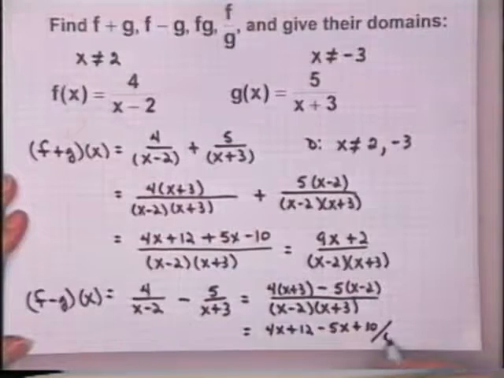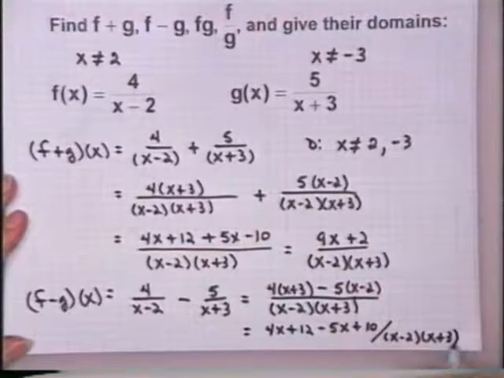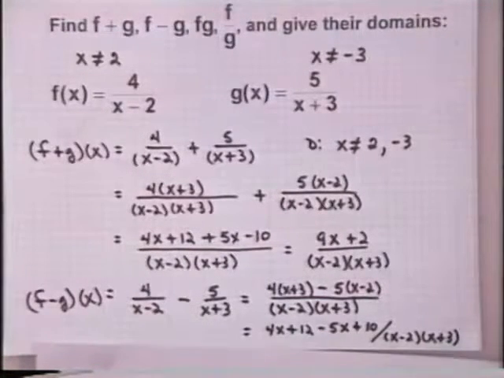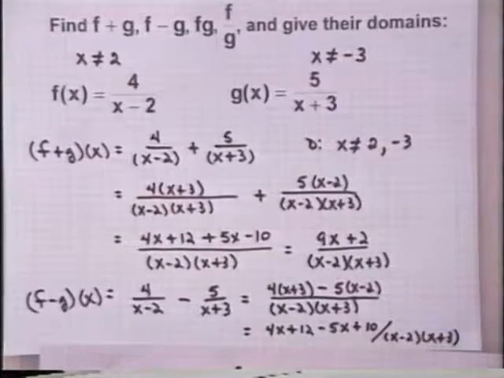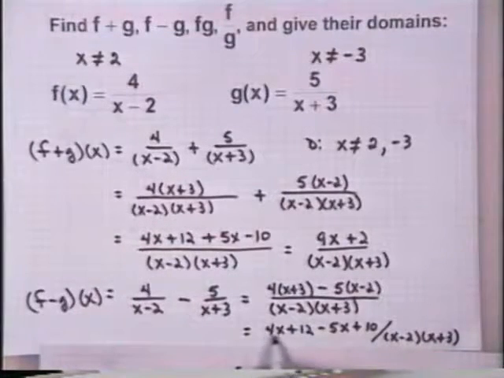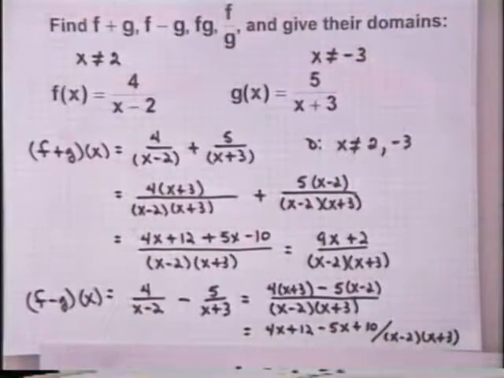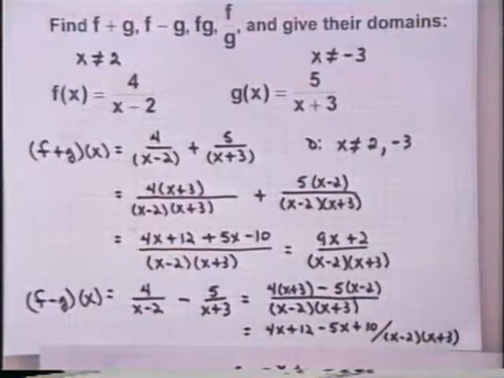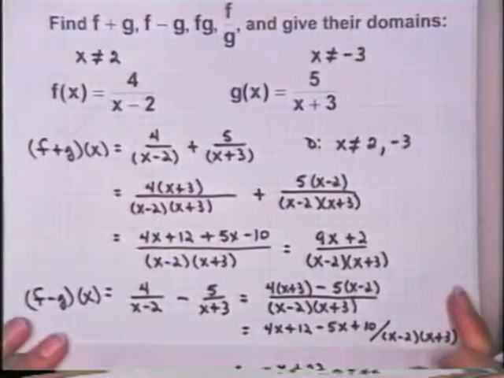Again, this is over our common denominator, x minus 2 times x plus 3. Now, let's combine our like terms and simplify here. 4x minus 5x is a negative 1x, and 12 plus 10 is a positive 22. Again, this is over our common denominator of x minus 2 times x plus 3.